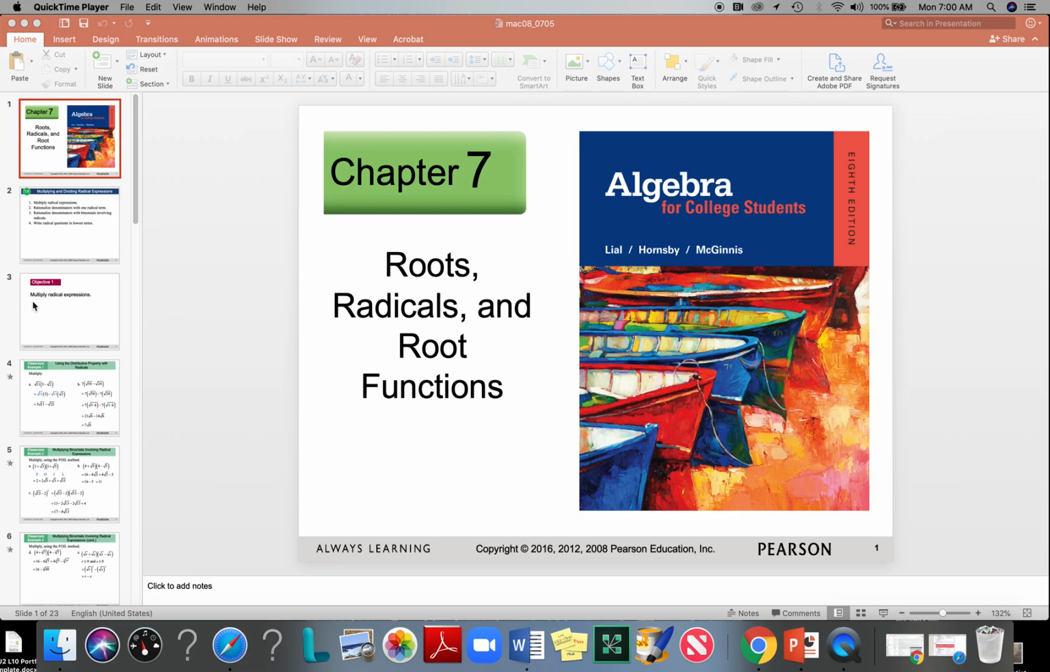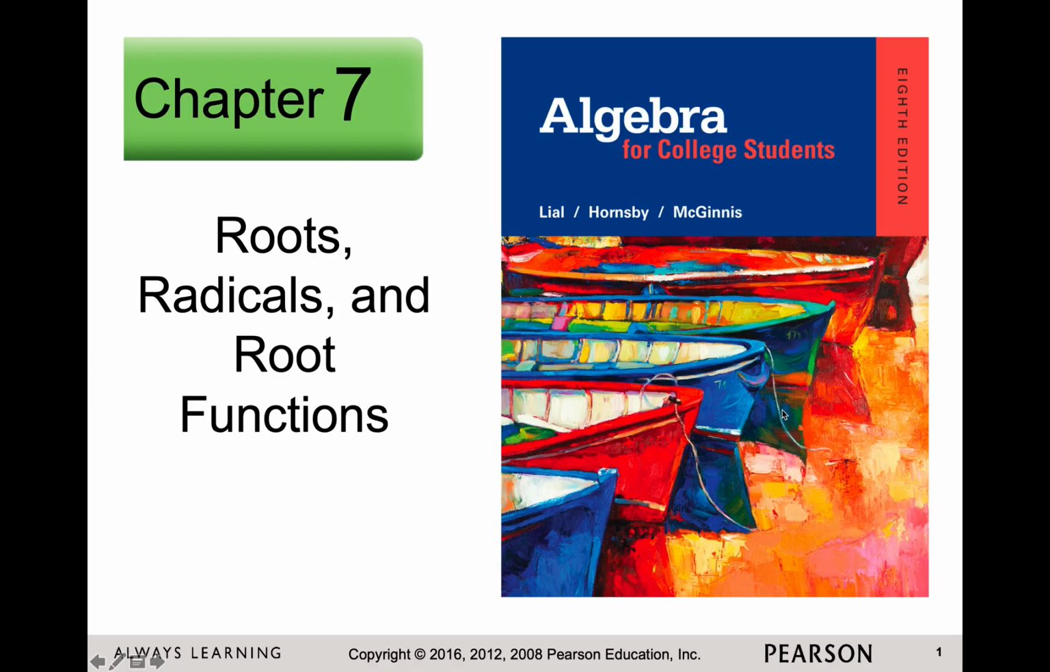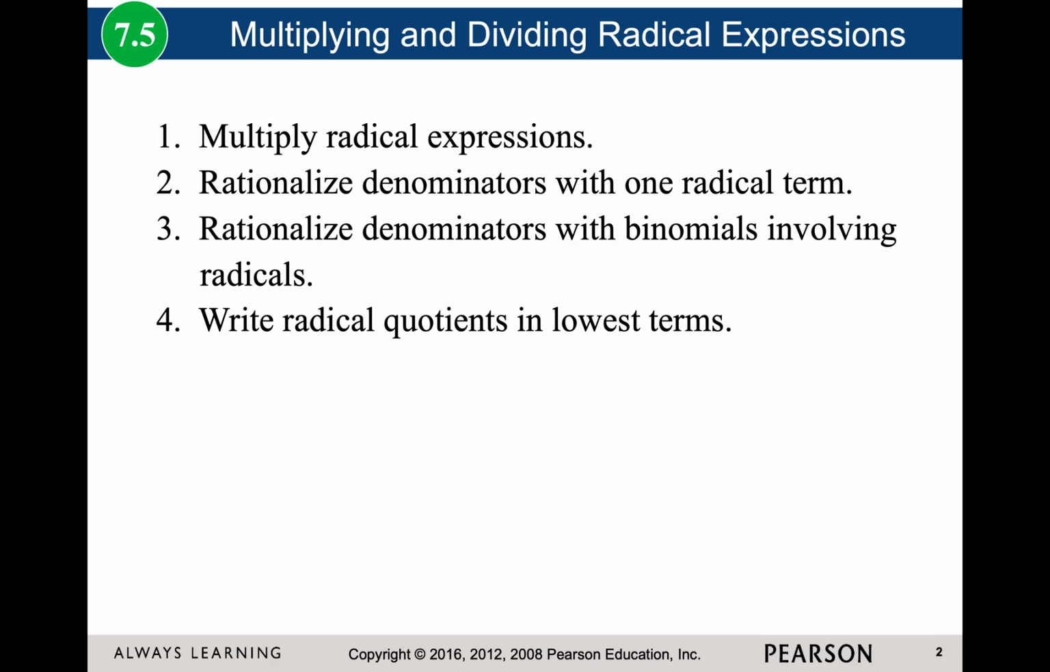This week, we are moving on in Chapter 7. And we're continuing with the theme of root radicals and root functions. We're going to be able to multiply radical expressions, so we're picking up where we left off last week with combining those like terms that are considered to be radicals. We're going to work on rationalizing denominators with one radical term, and then work on rationalizing binomials with a radical. And then last, we're going to write radical quotients in their lowest terms.